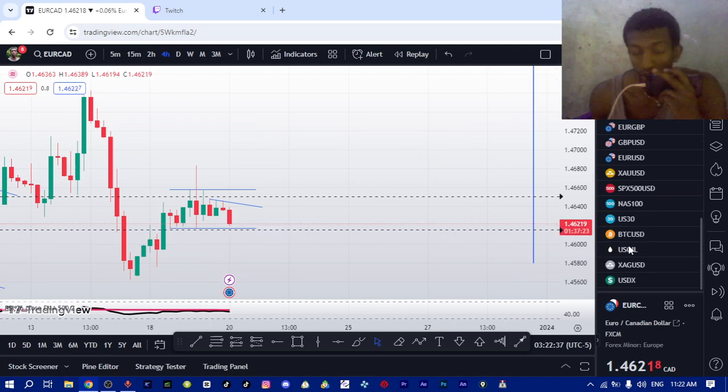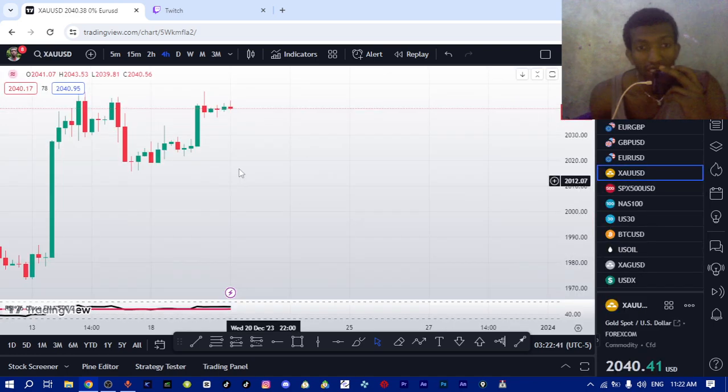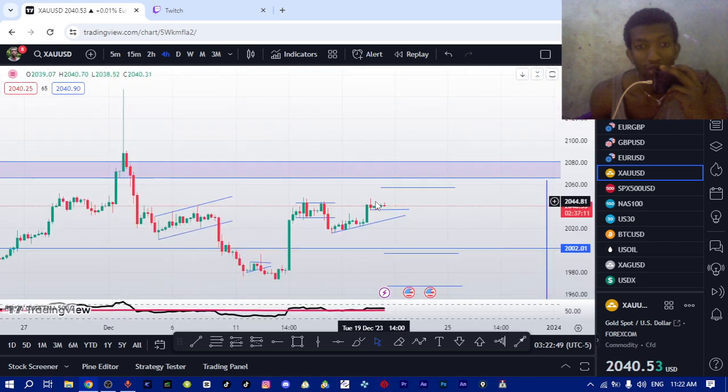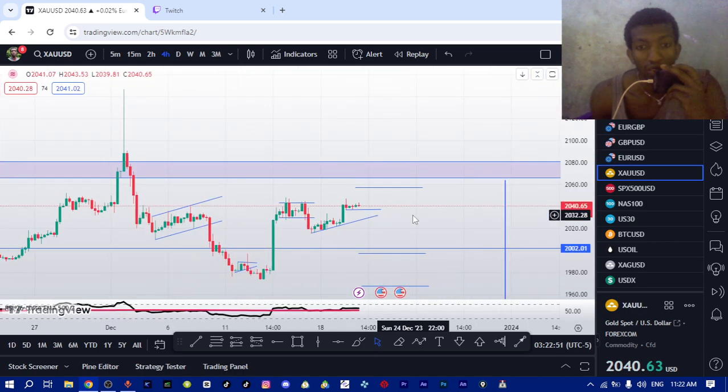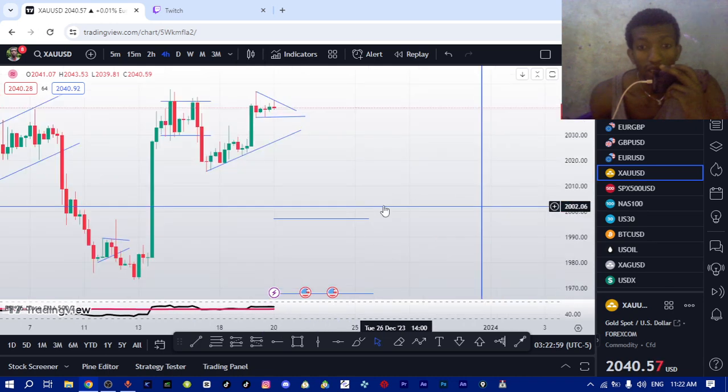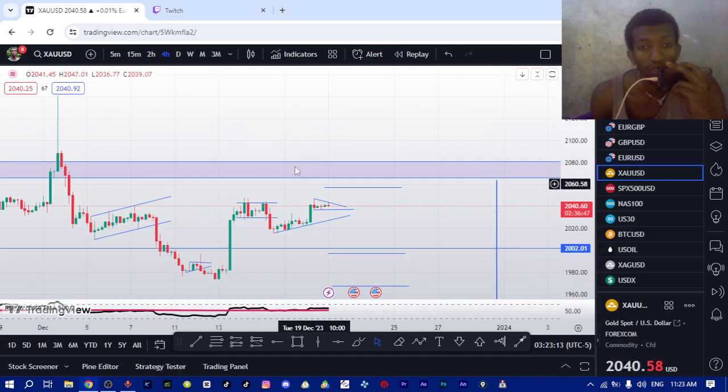When we see the other pairs, there is nothing here, just consolidating, as you can see. So there is nothing we can do, just wait until they form some kind of consolidation or some kind of pattern, and we will be selling or buying when the price breaks that, when the price breaks the consolidation.